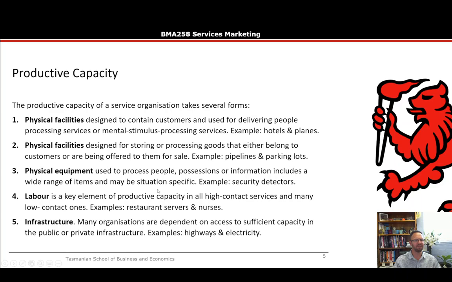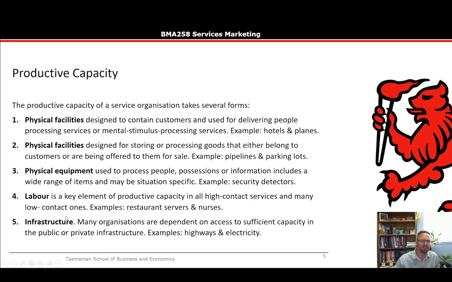The next one is physical equipment used to process people, possessions or information. It includes a wide range of items that may be situation specific, such as a security detector. So when you go to the airport, there are things like metal detectors. It's reliant on how many of those you have. They're obviously expensive, and you need everyone to go through them, so people have to be processed through them. So our capacity of processing people through an airport is going to be limited by this physical equipment.